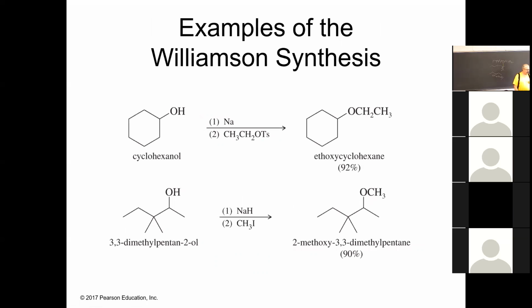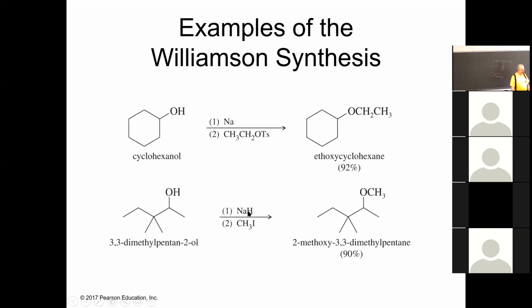Okay, so here are some examples of the Williamson synthesis. All right, so we start off with cyclohexanol. We use sodium to reduce hydrogen, and that gives us the alkoxy. And then we can do an SN2 with ethyl tosylate. So this will attack carbon number 1 here, kick out the tosylate, and then we get ethoxy cyclohexane.